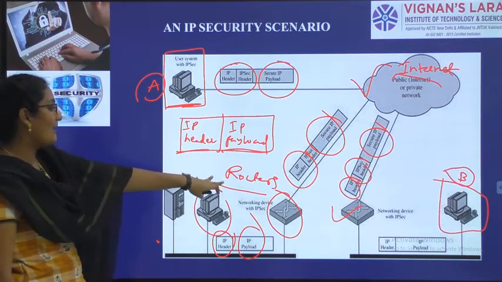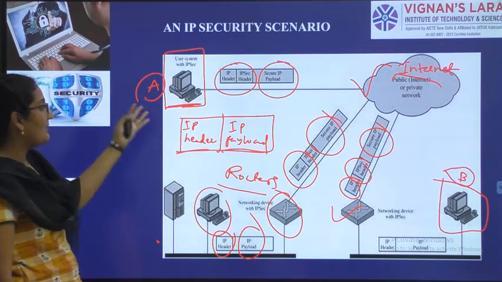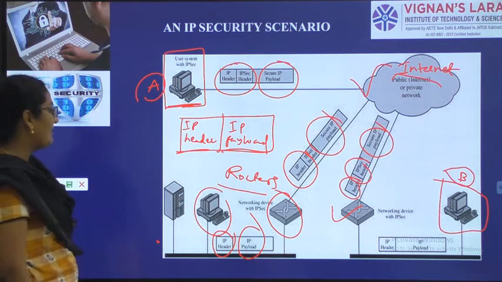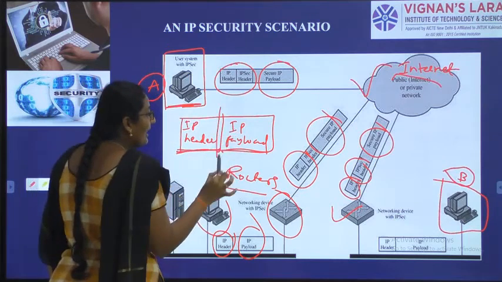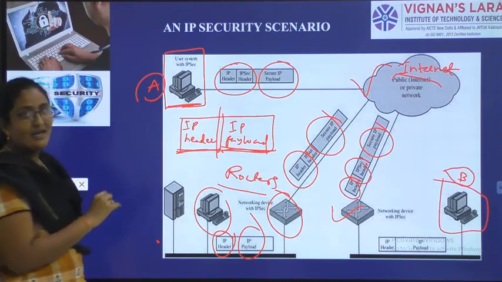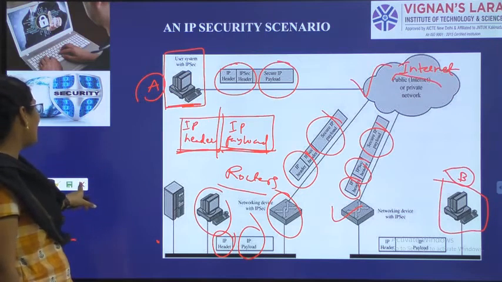You can use the help of routers and the internet. You can transfer the data between two systems with the help of the internet. But you should divide that packet into IP header and IP payload. What is the IP header? What is the IP payload? We will see. But this is the overall scenario of IP security.